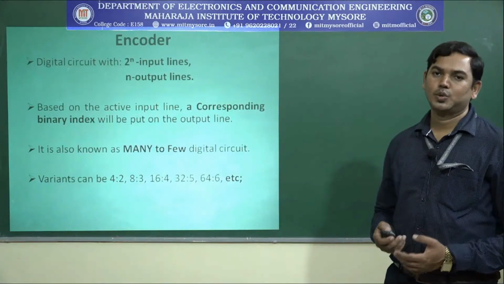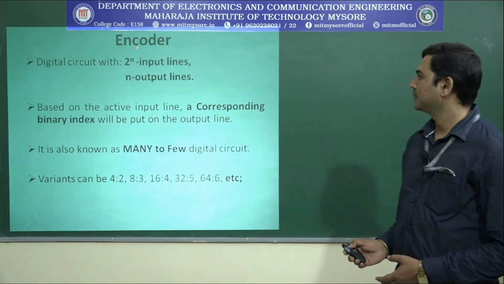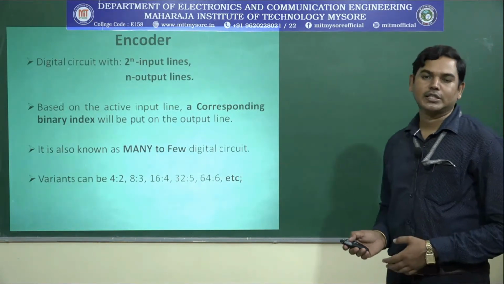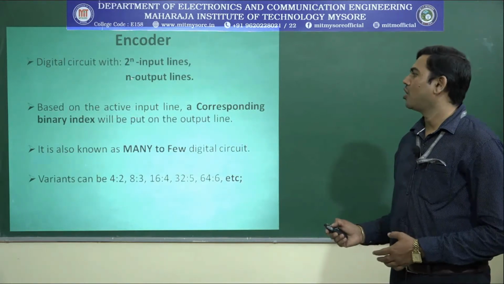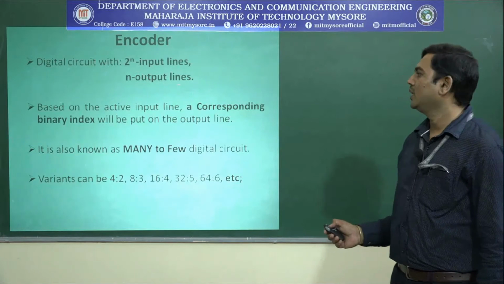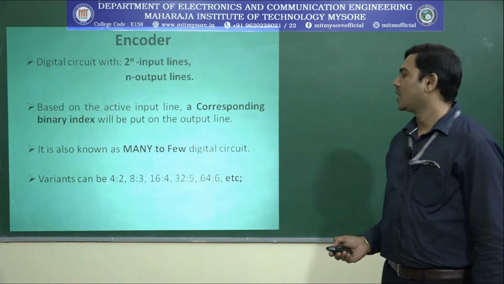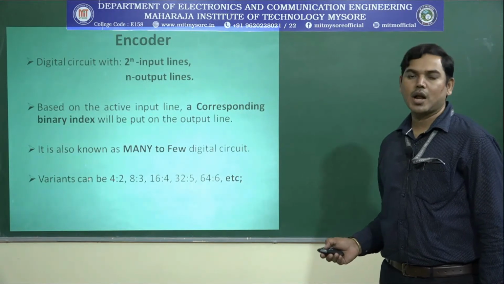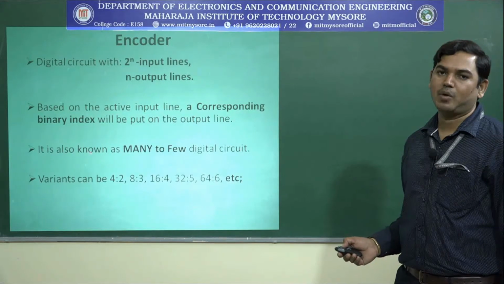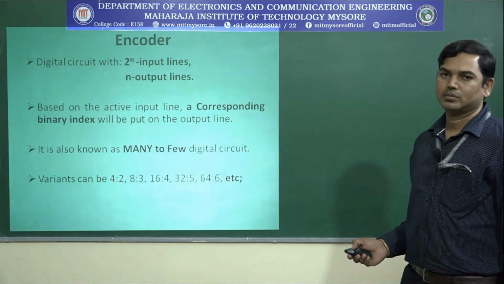Moving on to the next digital circuit, the encoder. What is an encoder? An encoder is a digital circuit which has 2 to the power n input lines and only n output lines. For example, if there are 4 input lines, that can be written as 2 power 2. That power 2 will be reflected at the output.